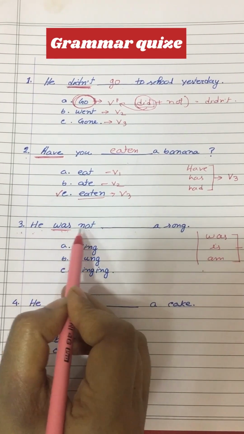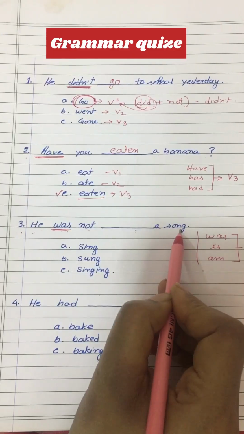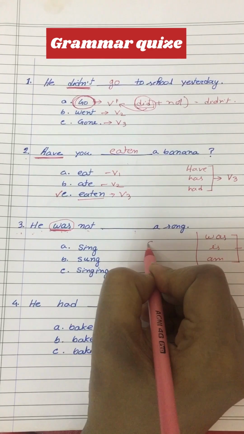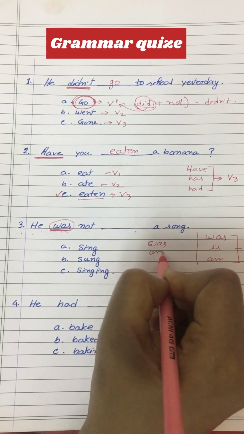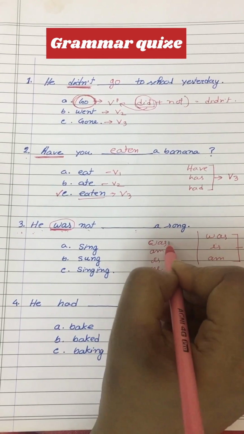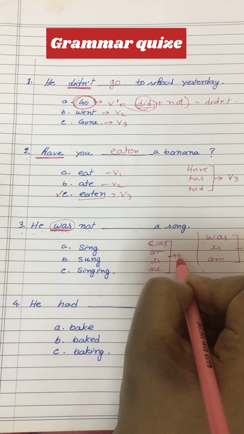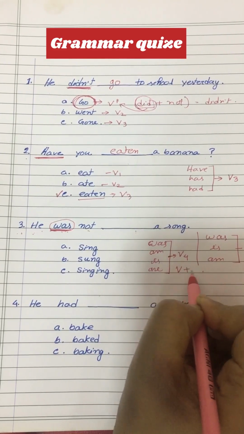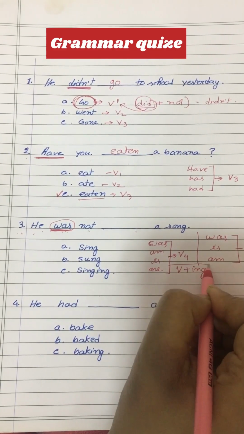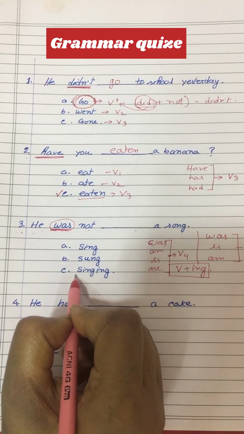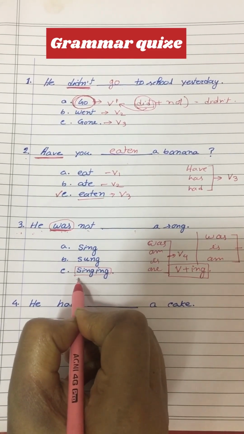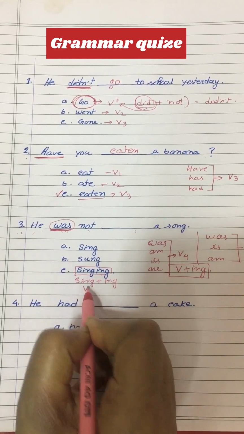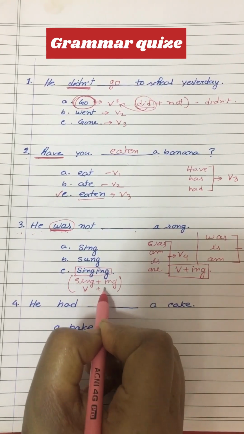Number 3, he was not dash a song. Always remember when auxiliary verbs like was, am, is, are are there, after that we should use V4. V4 means V plus ing, right? So here this is the sing plus ing, V and ing.